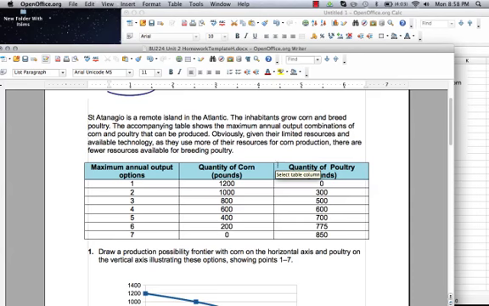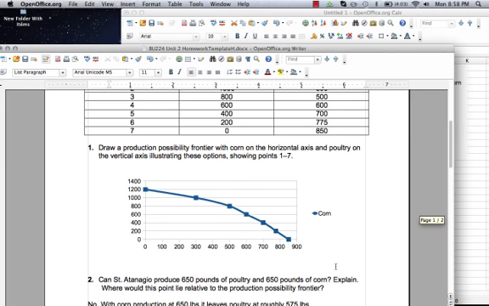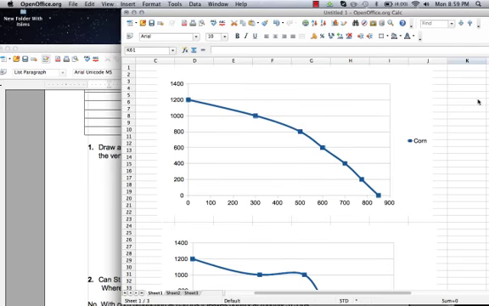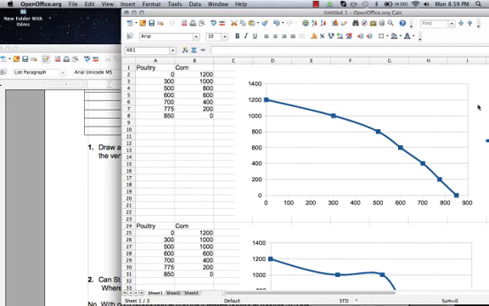Okay, so here's our chart. We've got 1 through 7, those are our points. Here is our pounds of corn and our pounds of poultry. The first part is we're going to draw the production possibility frontier, with corn on the y-axis and poultry on the x-axis. So what we're going to do, I use Apache. I'm going to put the link on the bottom, but you can also use Microsoft Excel, that's fine.